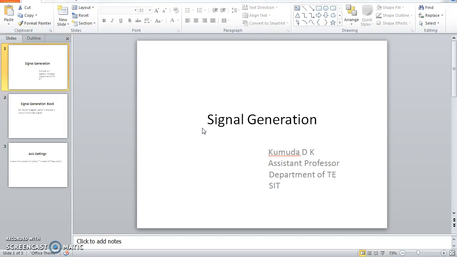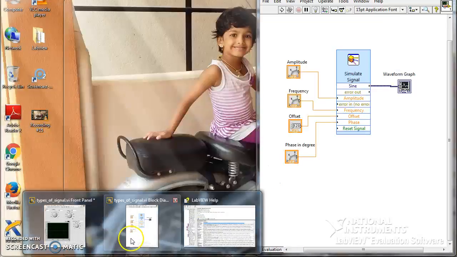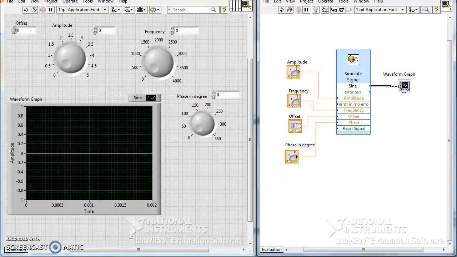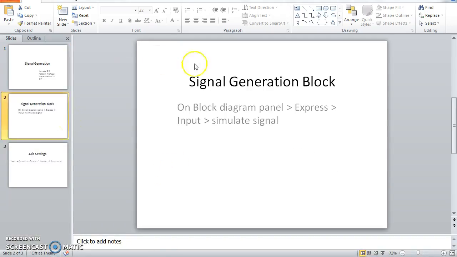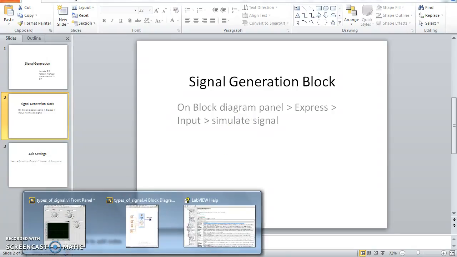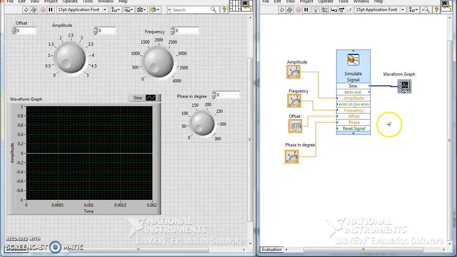To generate a signal, you can just go to the block diagram of LabVIEW and right click on the block diagram panel. You go to Express, then Input. Under that you will have a Simulate Signal block. You can place it on the block diagram panel. I have done that over here, where I have connected the input parameters also. I'll just show you the simulations of this.